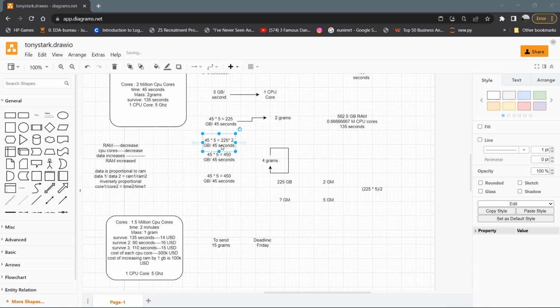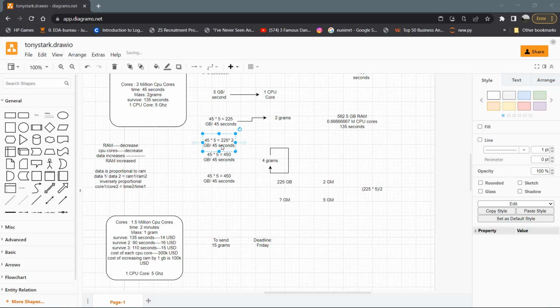Let's say I have given a case study, and one CPU core has 5 gigahertz. Now you know what 5 gigahertz is. After this you'll know what VPCs are, what subnets are and everything. When you know each and every component of AWS, the next thing that remains is just putting them together. That is the main thing.